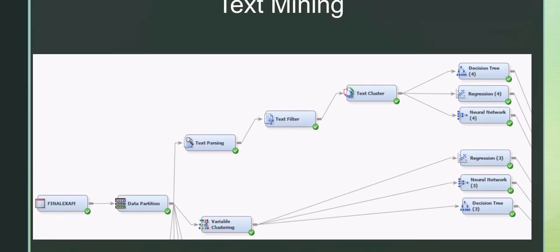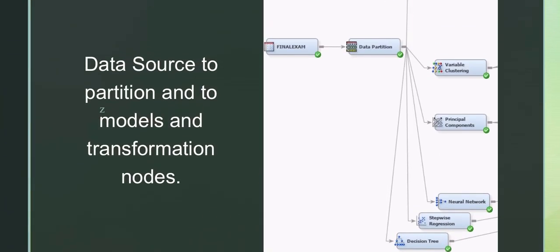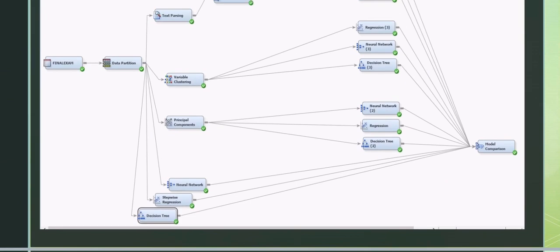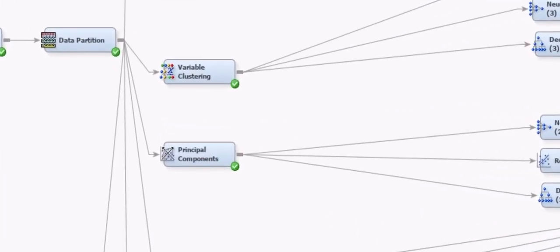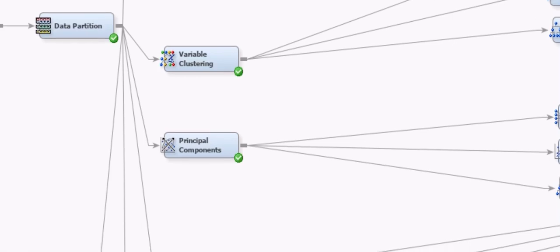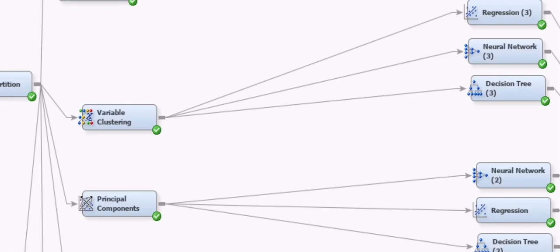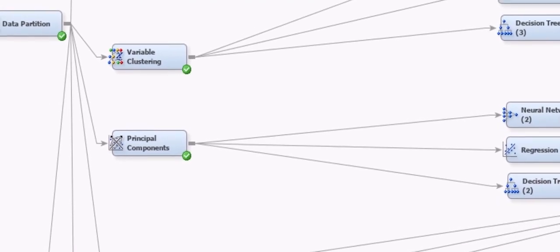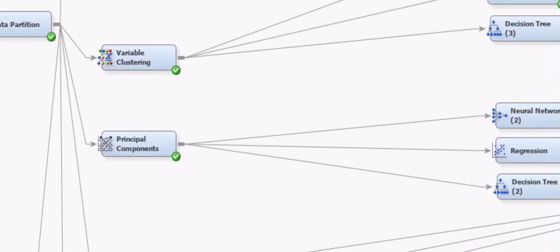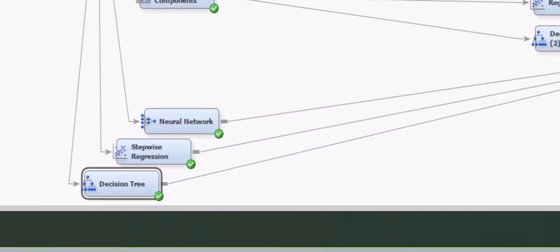The text mining cluster is different; all of the other clusters are only feeding the decision tree, stepwise regression, and neural network. So coming from the data partition, I have the variable clustering and the principal components. All of them are feeding three models: stepwise regression, neural network, and decision tree. As you can see, both of these transformation nodes are feeding three models. And then I have the three models by themselves.